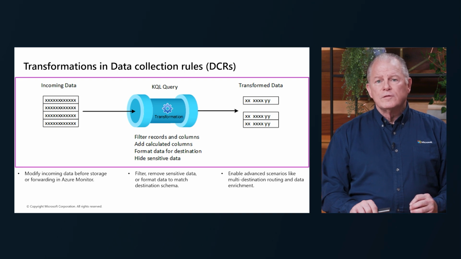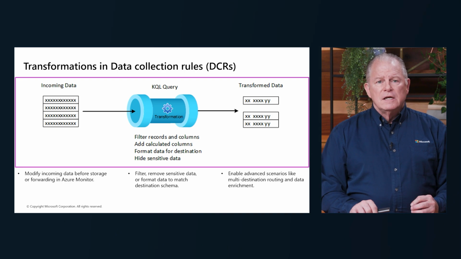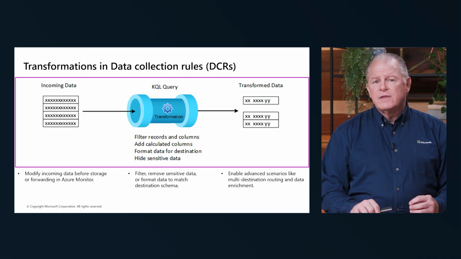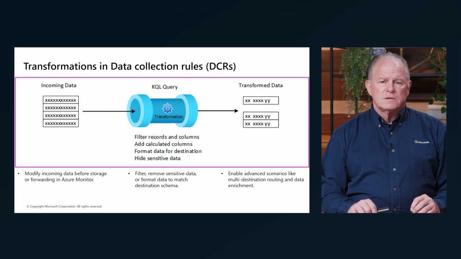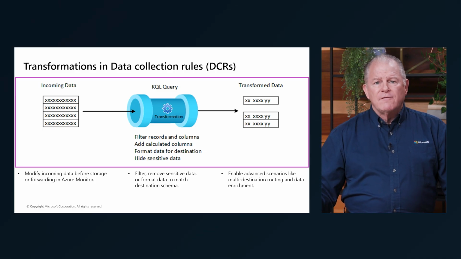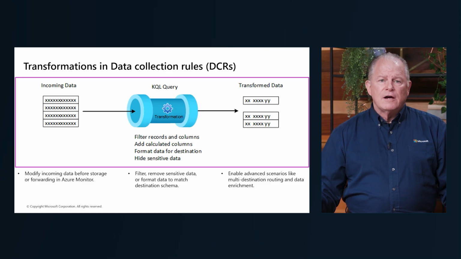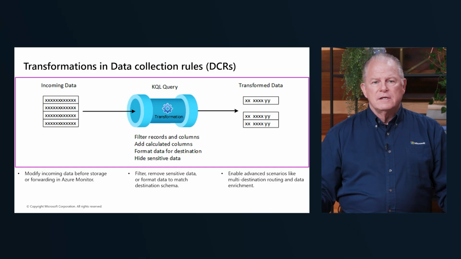Transformations also allow you to remove sensitive data from the collected records. This is crucial for ensuring compliance with data protection regulations and maintaining the privacy of your users. You can use transformations to format data so that it matches the schema of the destination. This includes modifying field names, data types, and structures to ensure compatibility with the target systems. Transformations enable advanced scenarios such as sending data to multiple destinations or enriching data with additional information. This flexibility allows you to tailor data collected to meet specific requirements and enhance the value of the collected data.